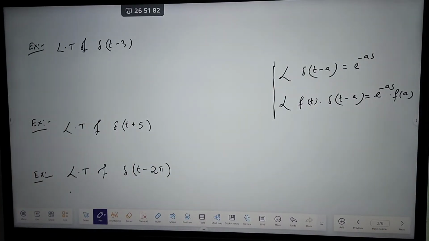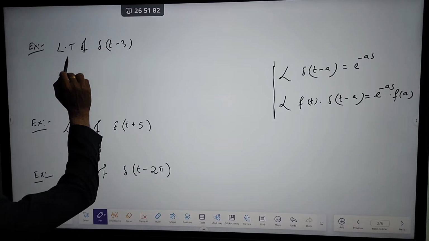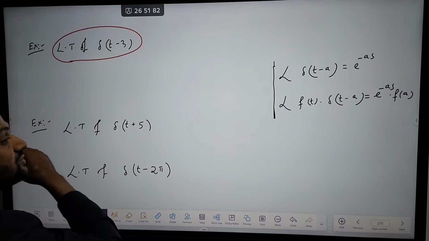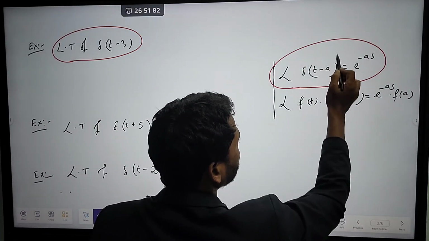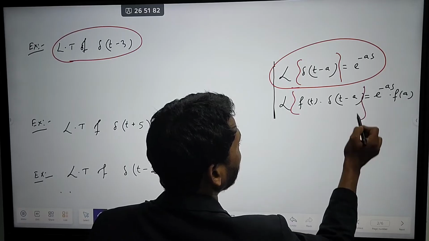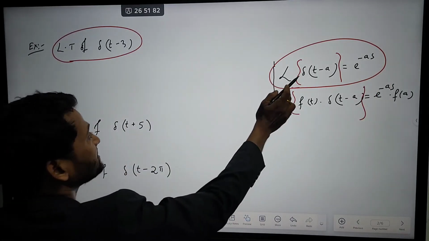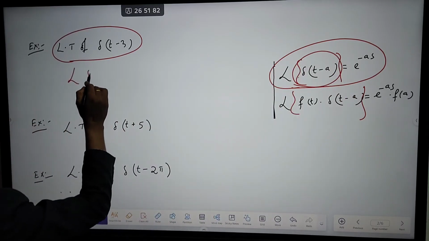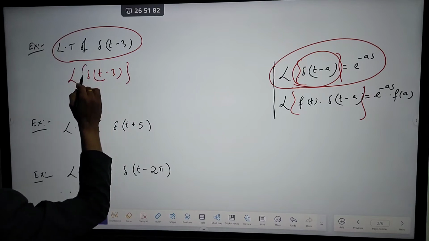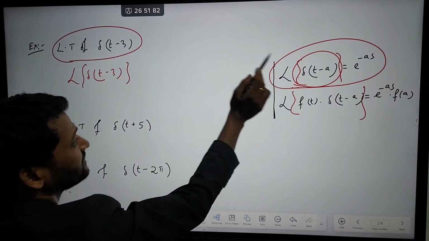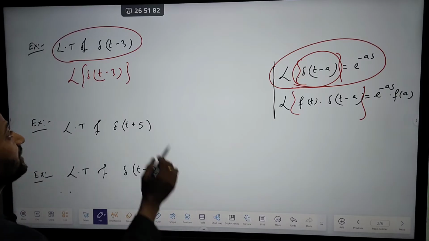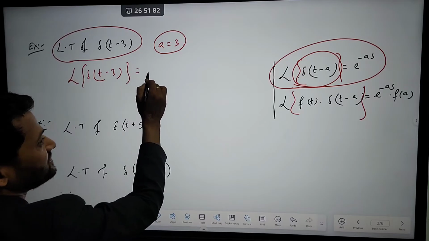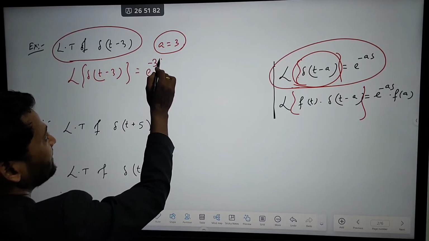So coming to an example, let us find out the Laplace transformation of del t minus 3. Here, as I have told, Laplace of del t minus a क्या है? E to the power minus a s. तो इसके साथ ये compare करो. If we compare this, मतलब Laplace of del t minus 3, ये क्या होगा देखो. If I compare this with the LHS of that formula, we can say a is equal to 3. So your answer is e to the power minus 3s.